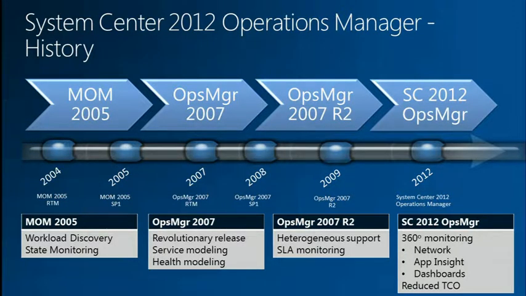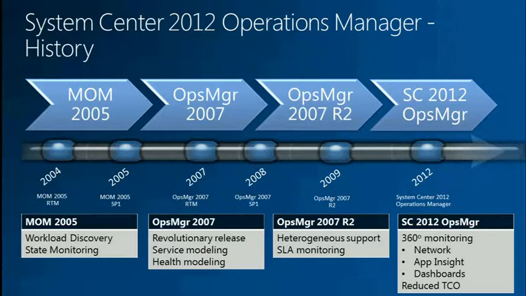Then with a subsequent, pretty revolutionary release of 2007, we introduced the notion of modeling. So you would be able to simply define your service and define your health model. With the next release, we simplified heterogeneous support. So with Ops Manager 2007 R2, you're able to monitor Linux and Unix machines from the same operational console, from the same experience. And you're able to define your SLA to simplify SLA management.